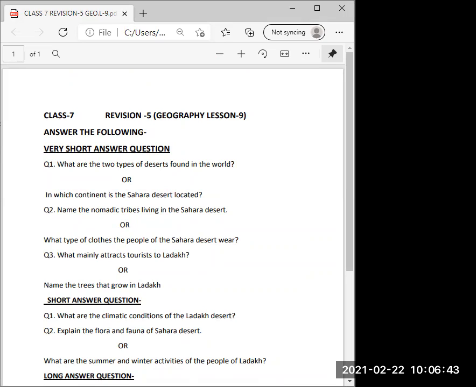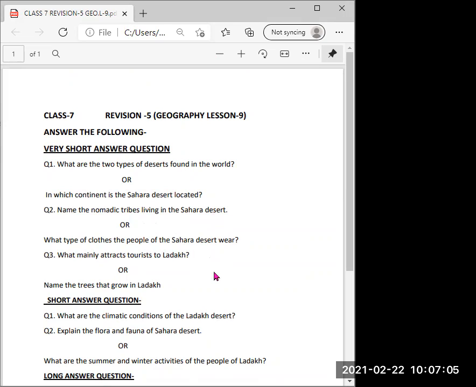Clear? So first, very short: what are the two types of desert found in the world, or in which continent is the Sahara Desert located? So out of two, one you have to do. Here also: name the nomadic tribe living in Sahara Desert, or what type of clothes do people of Sahara Desert wear? One out of two. Whatever you will learn, you write down.